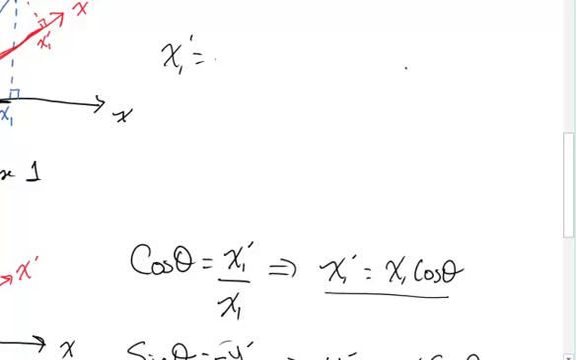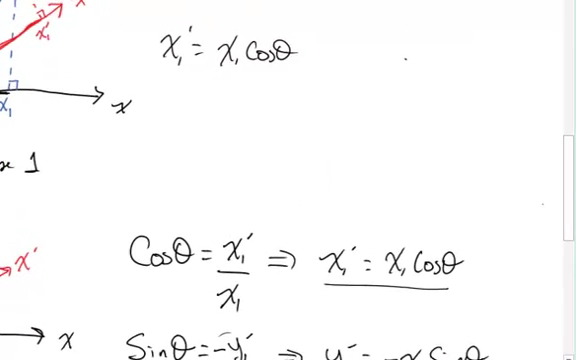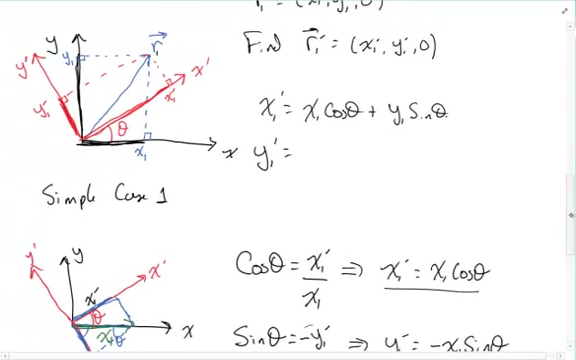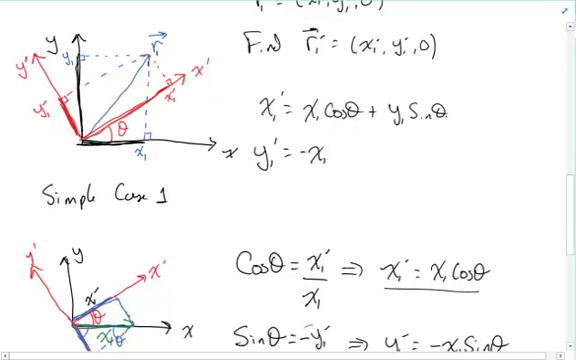So, x1 prime is equal to x1 cosine theta plus y1 sine theta. y1 prime is equal to negative x1 sine theta plus y1 cosine theta. There you have it. Now, one way to write this is in terms of vectors and matrices.